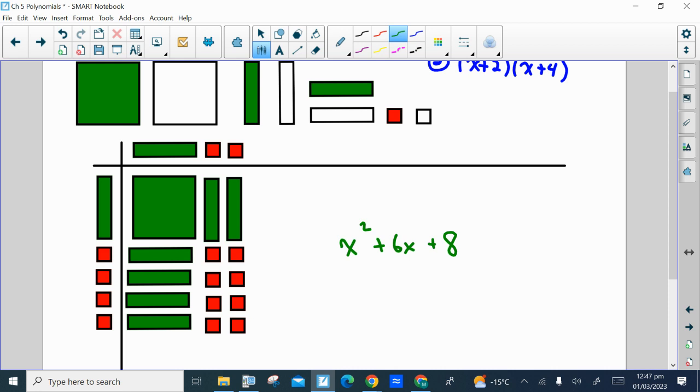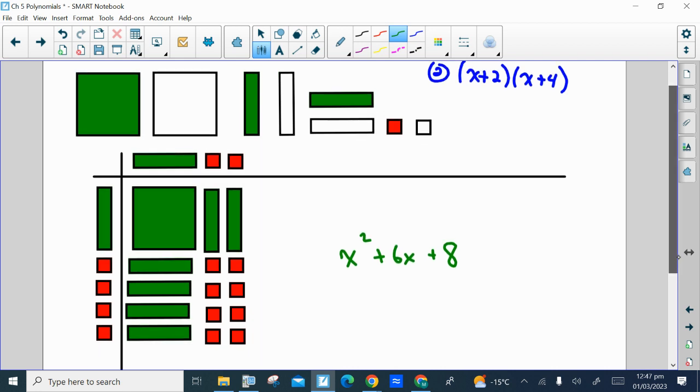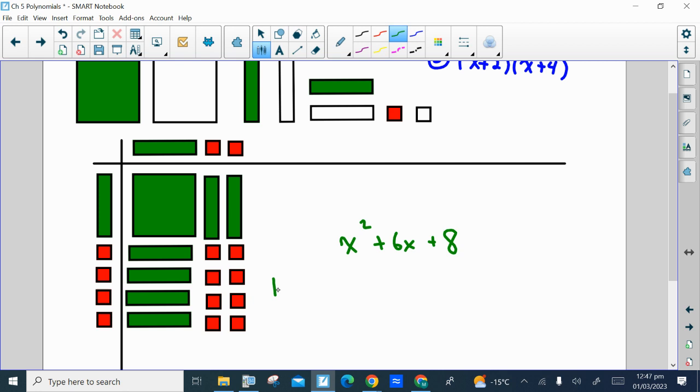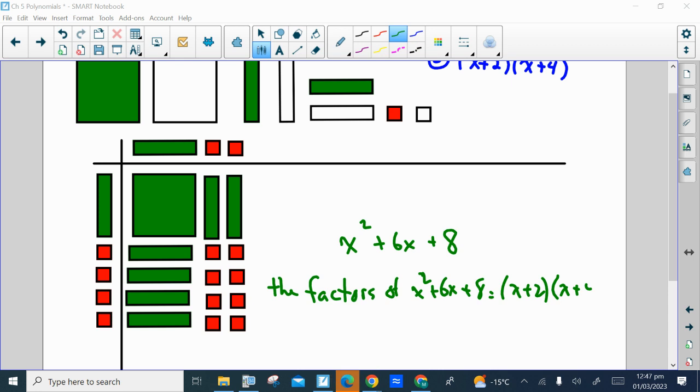So when you multiply x plus 2 by x plus 4, you're going to get x squared plus 6x plus 8. This also tells us that the factors of x squared plus 6x plus 8 are x plus 2 and x plus 4. Remember, factors are things that multiply together to get what you start with. If you multiply out x plus 2 by x plus 4, you'll get x squared plus 6x plus 8. So that means the factors of x squared plus 6x plus 8 are x plus 2 and x plus 4.